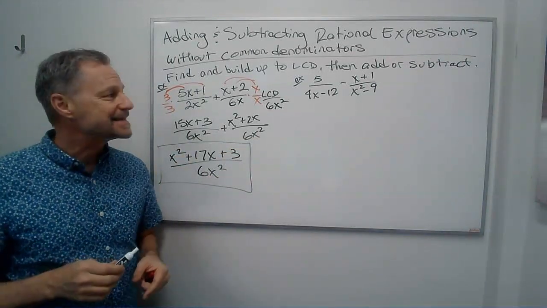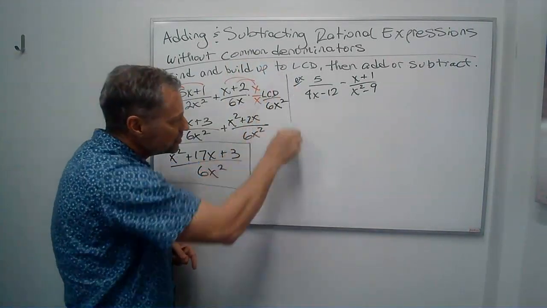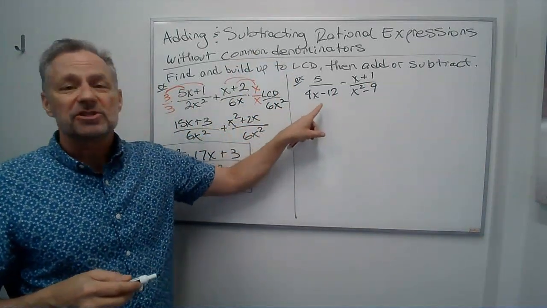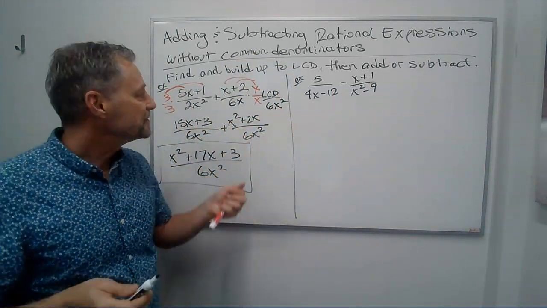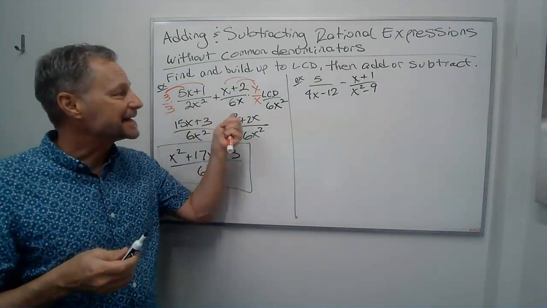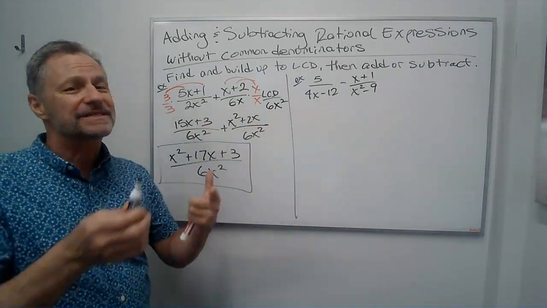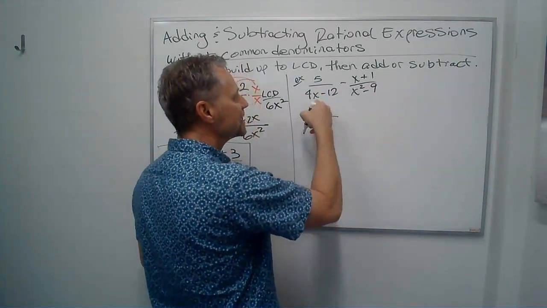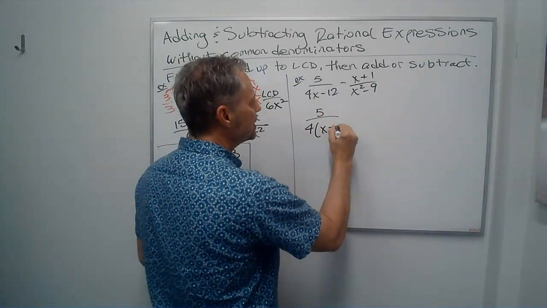Okay, that's the idea. Let's try another one over here. We'll draw a line there to separate these. Now, the denominators look kind of ugly. These are already factors because everything was multiplied together, so I'm going to factor these first to help me find the LCD. So let's see. So I've got a 5 here. I can factor out a 4. I get x minus 3.